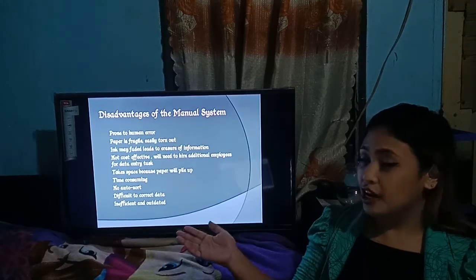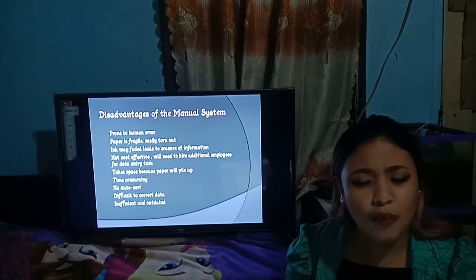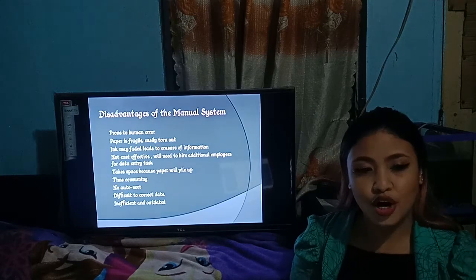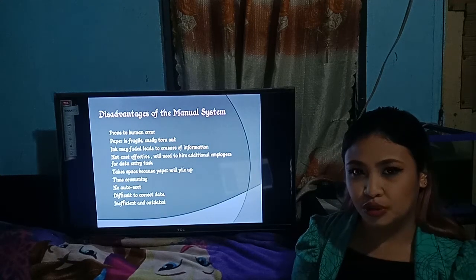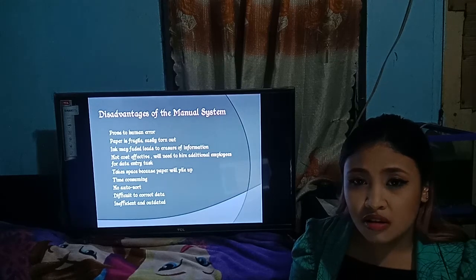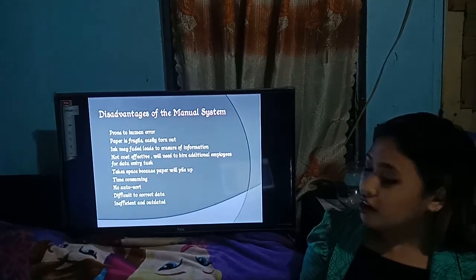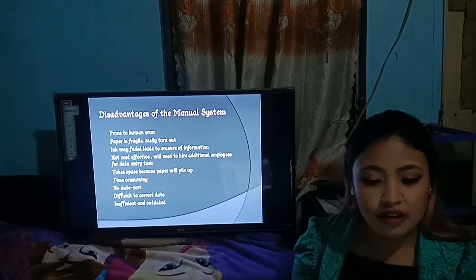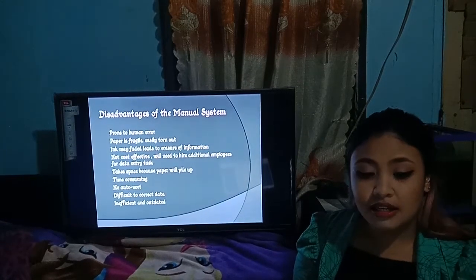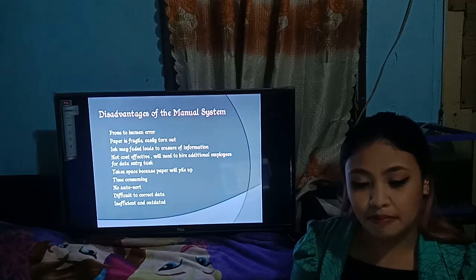Since paper is the blood and soul of the manual system, you can imagine how many papers will pile up as time goes by. You will deal with storage issues because you have to organize the papers and keep them in drawers, boxes, and folders. Another prominent disadvantage of the manual timekeeping system is that it is time consuming. It will consume a lot of your time.